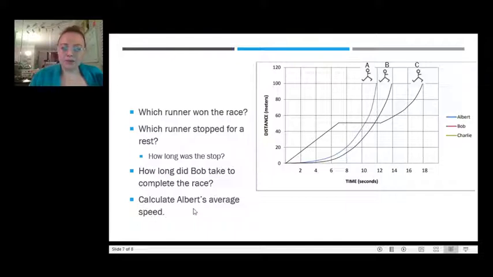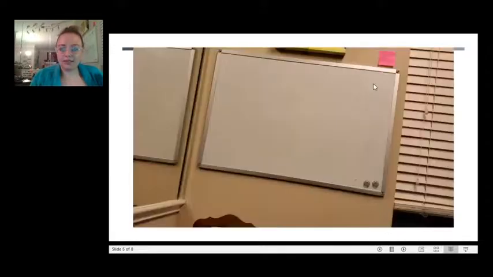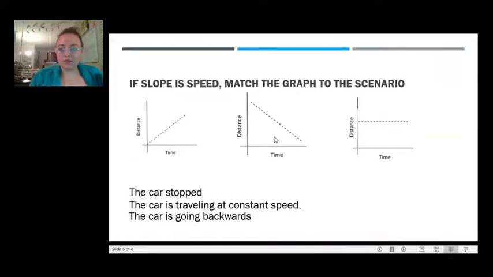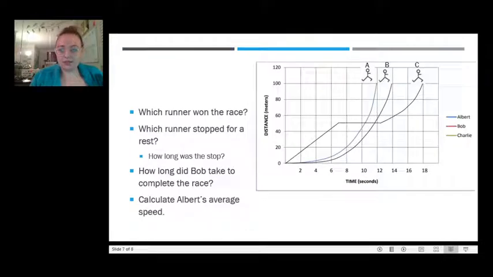Now if we want Albert's average speed, we're going to have to find the slope. So you're going to have your x1, y1, and over here will be our x2, y2. Remember, we talked about that here: y2 minus y1 over x2 minus x1. So we said that our 1s are 0, we're just going to put 100 over 12. And whatever that is, when you simplify it down, that's Albert's average speed.